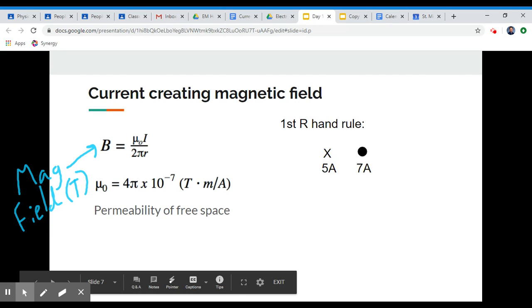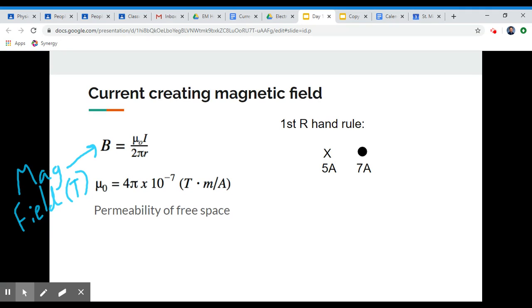So taking a look at using this first right-hand rule. Now I have an X and a dot over here, and what that is representing is two wires. We're looking at those wires as if you were to cut them and look right down at them. You're not looking at the wires from this angle where you can actually see them. It's almost like you turn those 90 degrees and now you're looking at the ends of them.